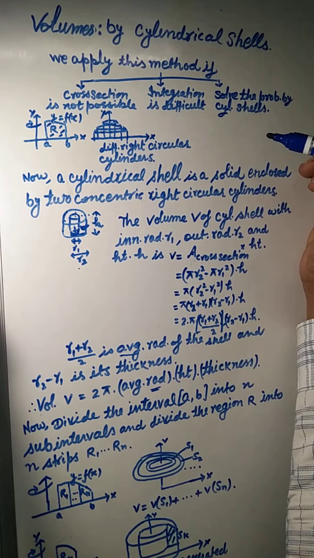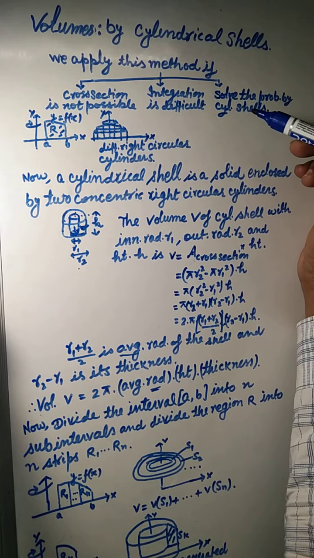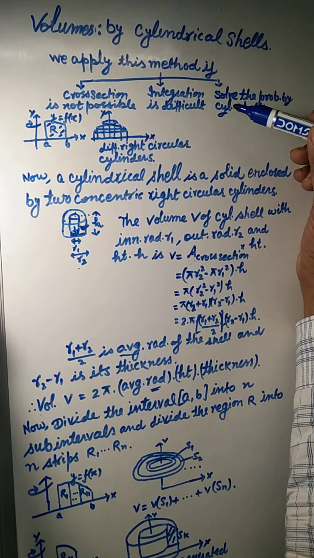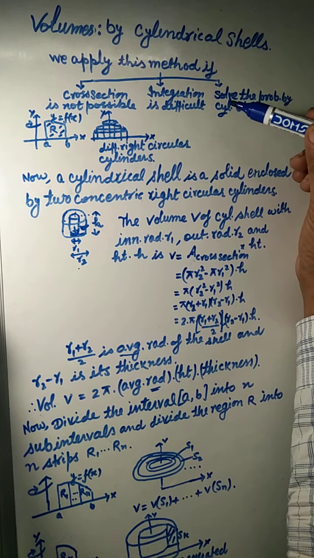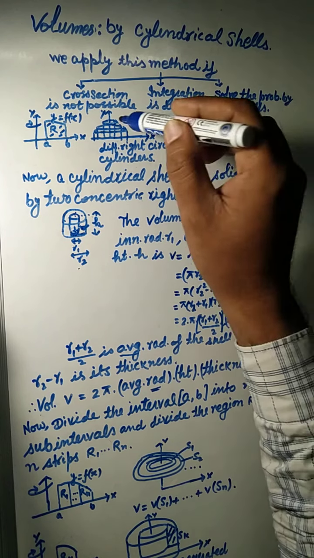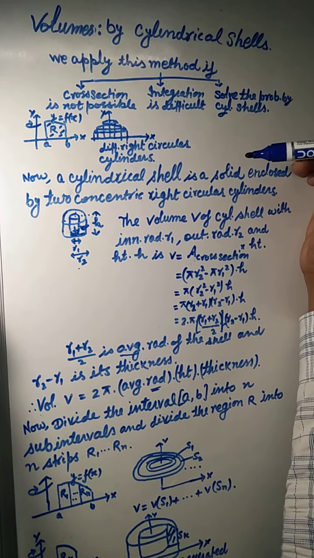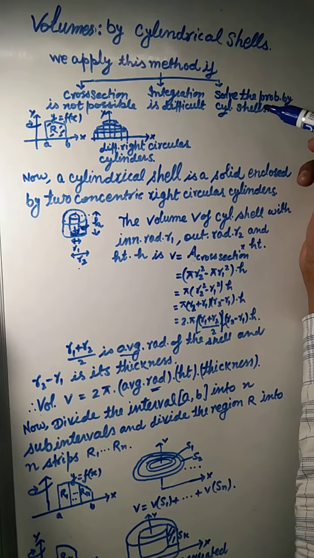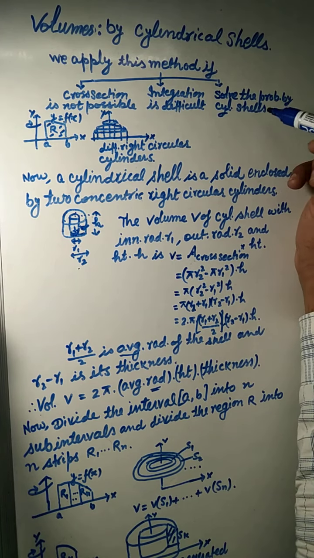Now we will obtain volumes by cylindrical cells and apply this method if cross section is not possible, integration is difficult, or asked to solve the problem by cylindrical shell method or cylindrical cells.